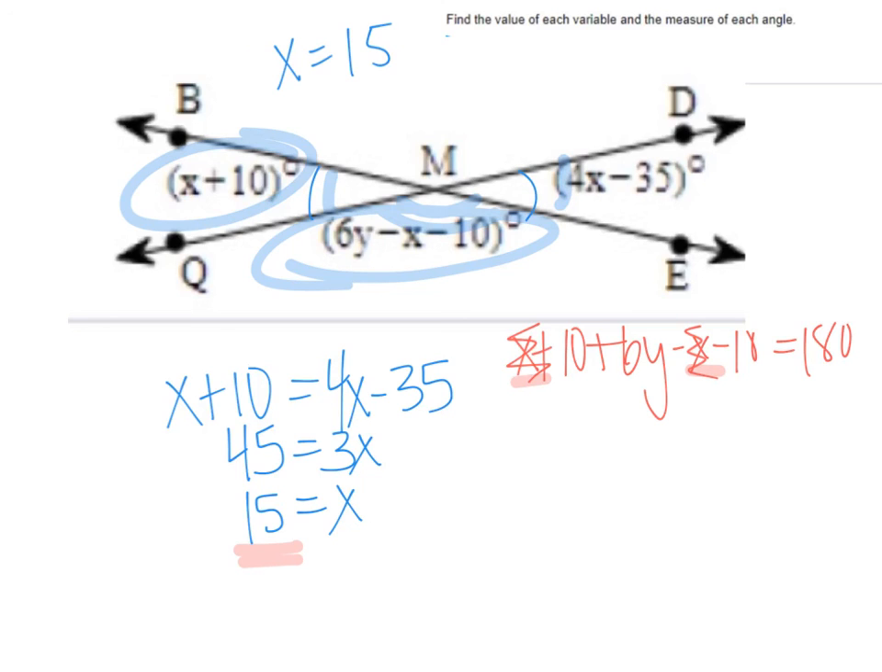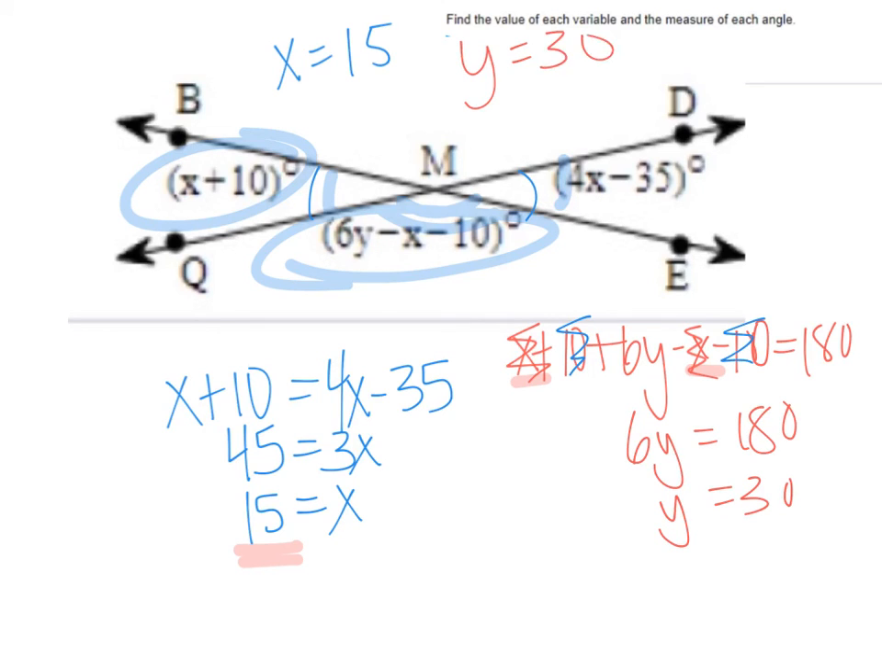So now make sure your handwriting doesn't suck so that you know that this is actually a 10. 10 minus 10 cancels out as well. So look at that, it's my lucky day, y'all. So these guys cancel out. So now I'm just staring at 6y is equal to 180. So I divide, and that means that y is equal to 30. Sweet. So now I've got y equals 30.